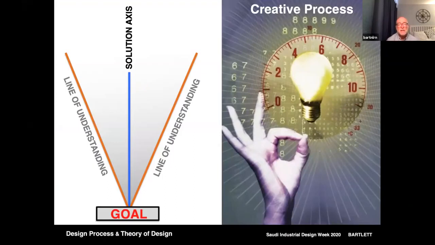So imagine a funnel. You start off with a limited or an unlimited amount of ideas. You have these two lines on each side. This diagram shows a line of understanding, one on the left and one on the right, and then you have a solution axis. So there's this funneling down, this narrowing down of the process until you get to the actual goal.